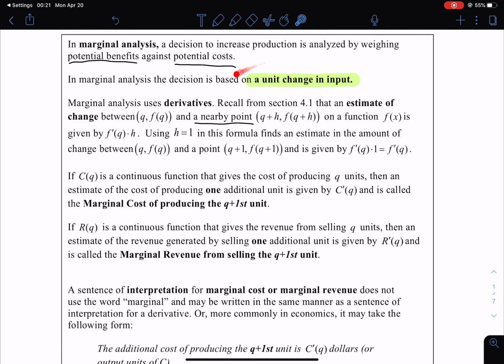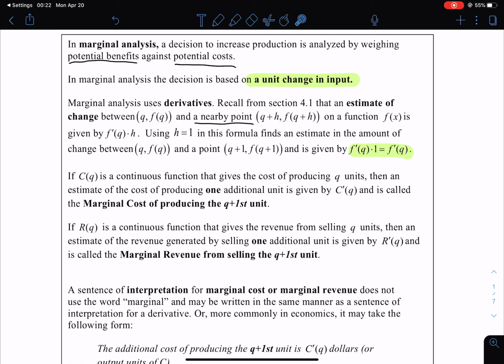And in this part we talk about a unit change in input. That means the input variable can only be x plus 1. So the original input value is x, then increasing by 1 unit is just x plus 1. So here we use H is 1, because from x to x plus 1, the horizontal difference is just 1. Using H is 1 in this formula, we just plug in H equals 1. Then we have the formula f prime of Q.